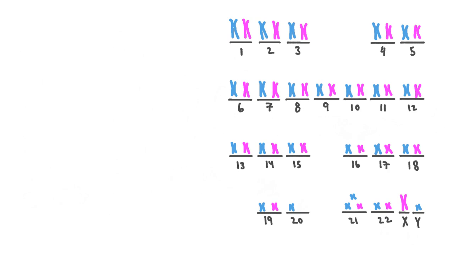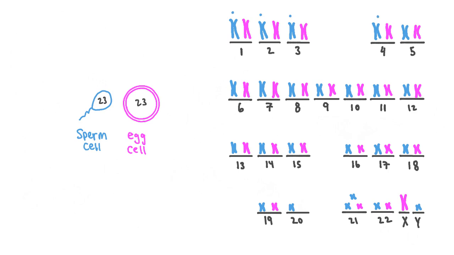This can happen because of errors during the formation of the sex cells, or gametes, such as the egg or sperm cells. Each gamete has half the number of chromosomes needed to form the embryo. So instead of having 23 pairs, the sperm cell just has one chromosome for each of the 23 different chromosomes, as shown here in blue. And the same goes for the egg cell. It just has one copy of each of these 23 chromosomes, shown here in pink.